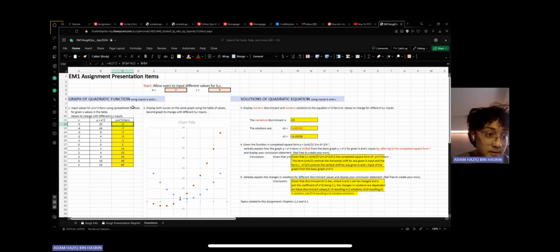Now going to question 1, input the values for y equals x squared plus bx plus c using spreadsheet formula. Now you can see in my spreadsheet formula I put A12 squared plus F4 times A12 plus H4. Now this translates to x squared, which is -5, A12, plus F4 times A12 being b times x, plus H4, which is c in this case, giving you -5, which checks out because x squared is 25, bx is 7 times -5, so 25 minus 35 equals -10, plus c, -10 plus 5, -5, and that checks out.